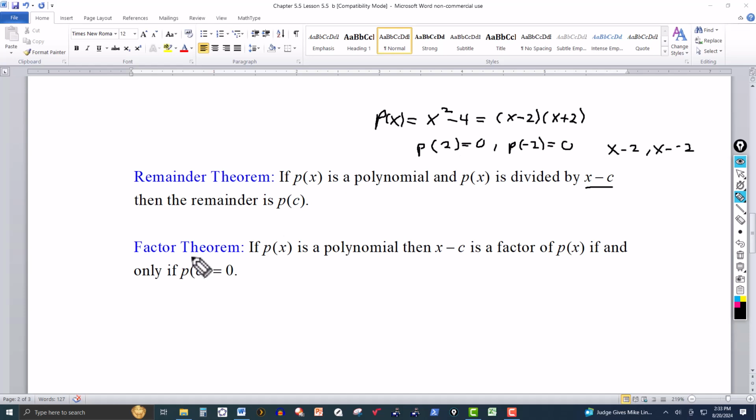The second theorem is kind of related. Factor theorem: if p of x is a polynomial, then x minus c is a factor of p of x if and only if p of c is equal to 0. So here, I can say then that x minus 2 is a factor. I can also say x minus a minus 2 is a factor because of this same situation here.